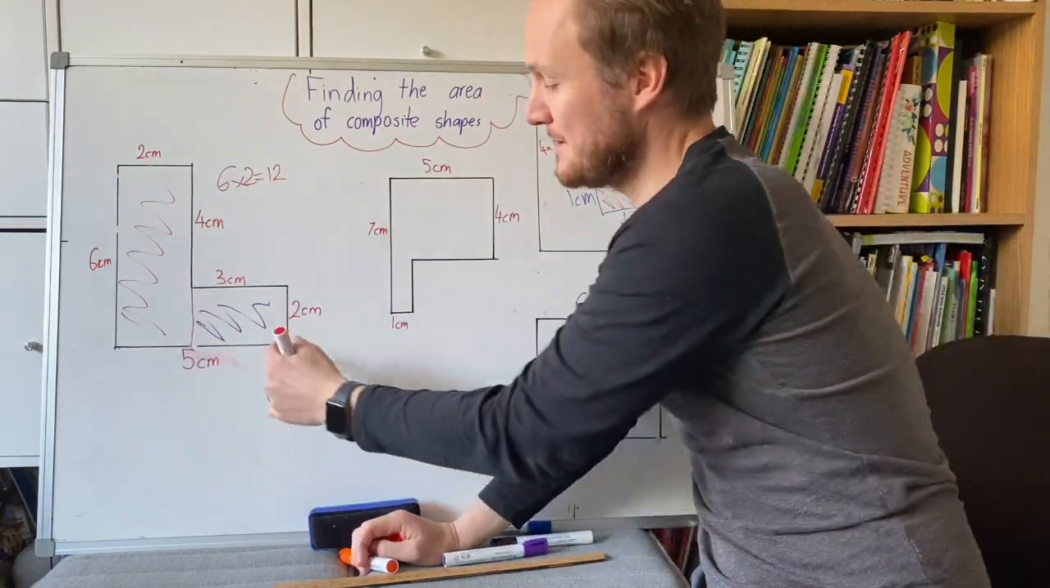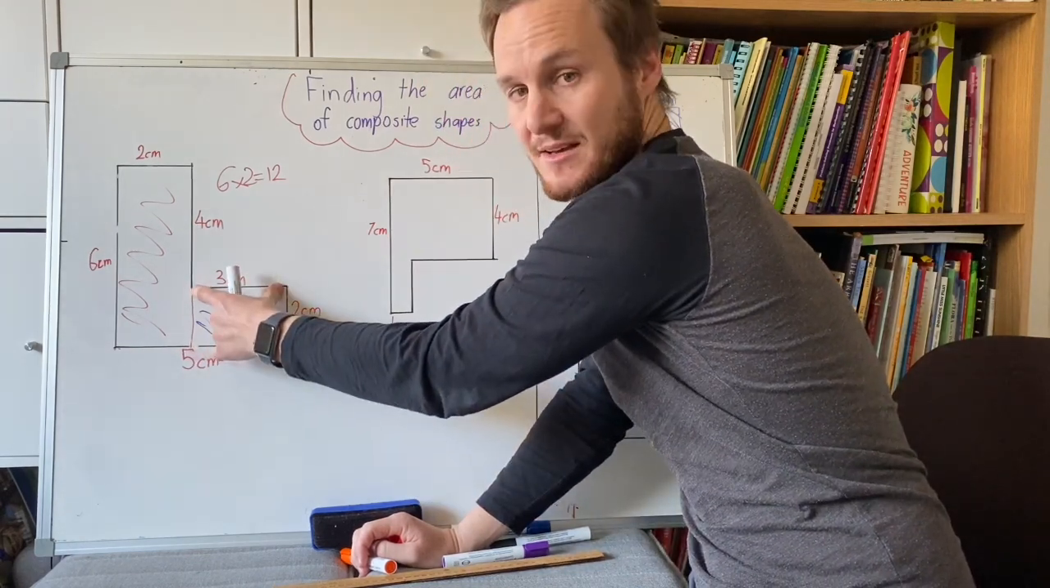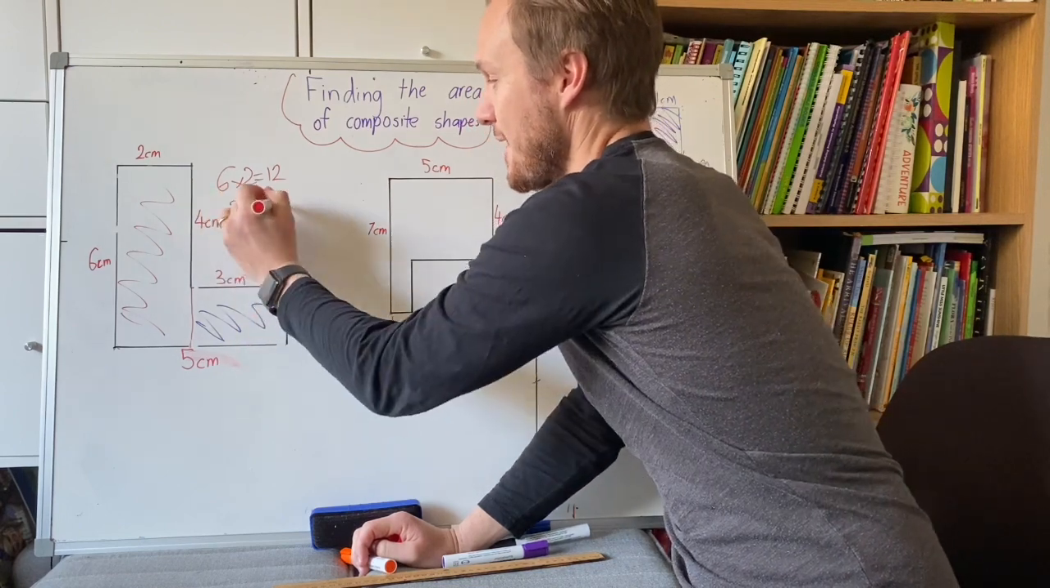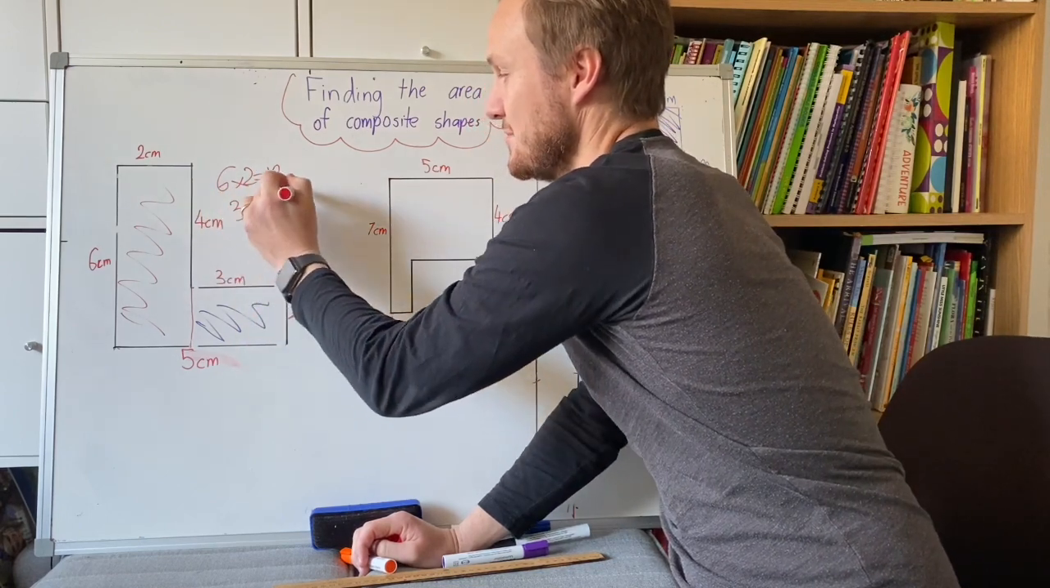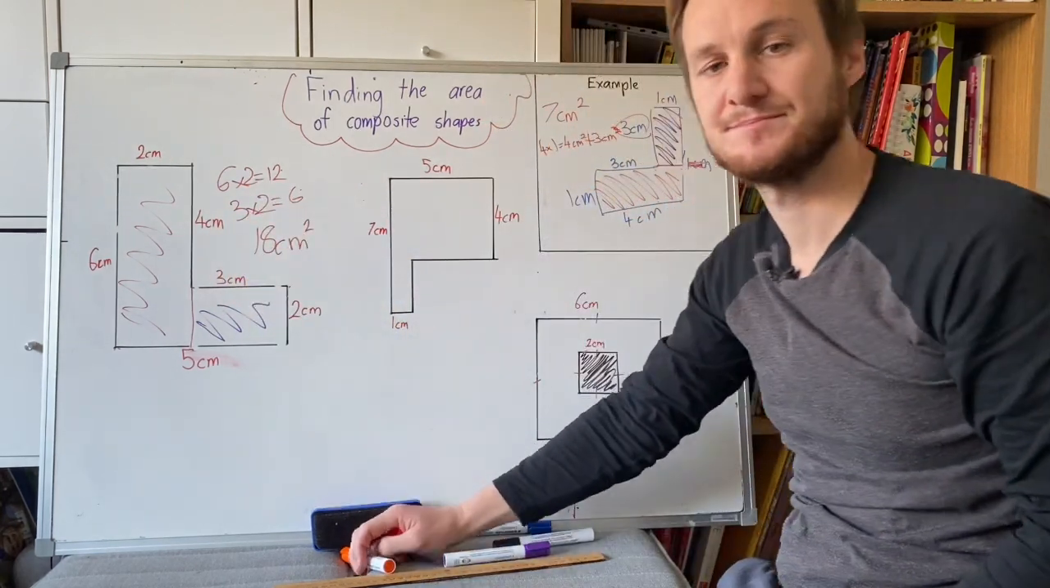The next one, people then sometimes count this, right? But it's only this shape now, so it's 3. So it's 3 times by 2 equals 6, plus those 2 together is 18 centimeters squared.